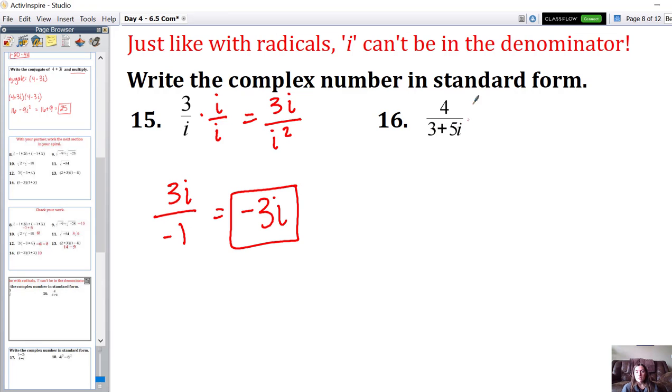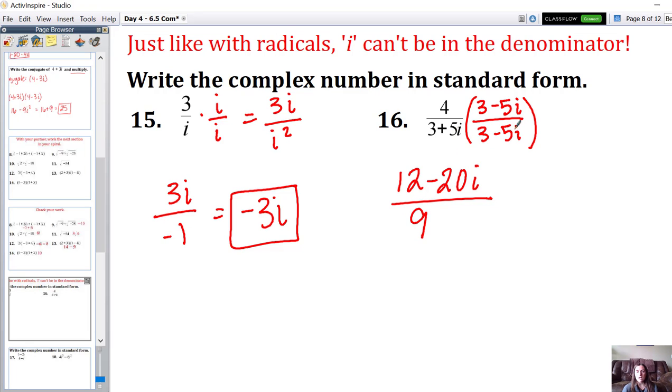Here we need to multiply by the conjugate. So I'm going to multiply everything by 3 minus 5i. And just like before, when we get to the denominator, we just care about first with first and last with last. But in the numerator, 4 times 3 is 12. 4 times negative 5i is negative 20i. Over 3 times 3 is 9. 5i times negative 5i is negative 25i squared. And now we simplify. 12 minus 20i on top over negative 25 times i squared is negative 25 times negative 1, which is positive 25. 9 plus 25 is 34.